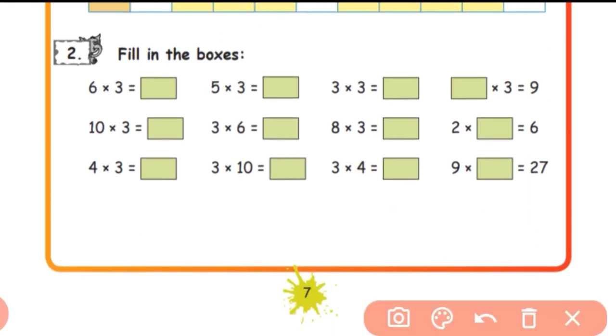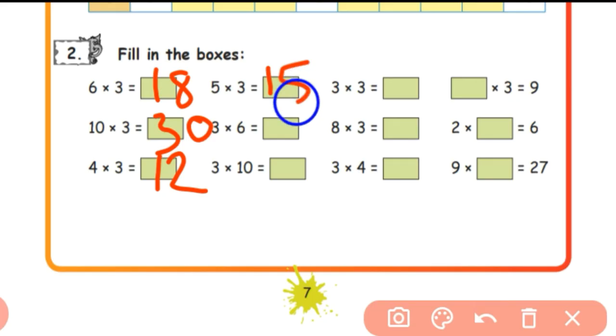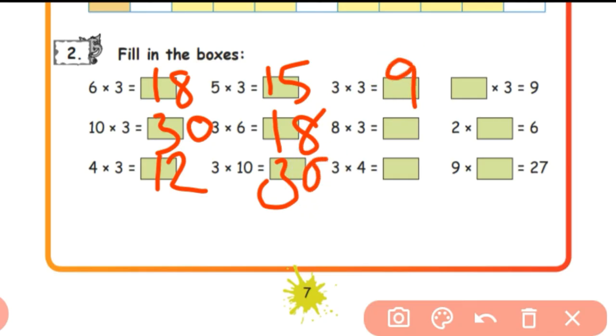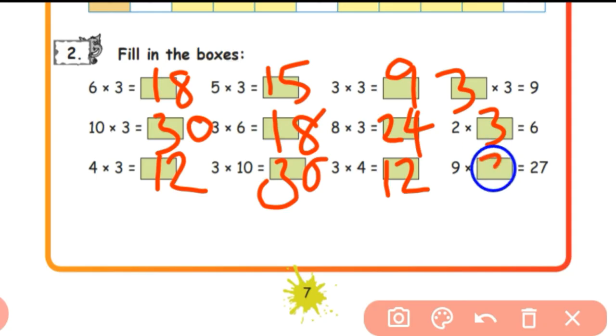Next, filling boxes. 6 into 3 is equal to 18, 10 into 3 is equal to 30, 4 into 3 is equal to 12, 5 into 3 is equal to 15, 3 into 6 is equal to 18, 3 into 10 is equal to 30, 3 into 3 is equal to 9, 8 into 3 is equal to 24, 3 into 4 is equal to 12 and 3 into 3 is equal to 9, 2 into 3 is equal to 6, 9 into 3 is equal to 27.